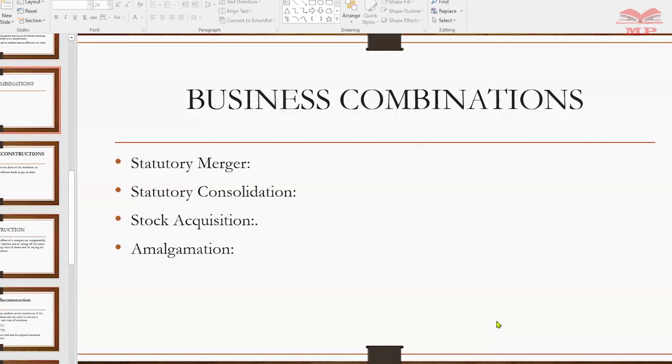We have a statutory consolidation. We have Company A, Company B. None of them, and we will have now Company C. So Company A stops existing, Company B stops existing, and now on the records we have Company C. We have registered it afresh.